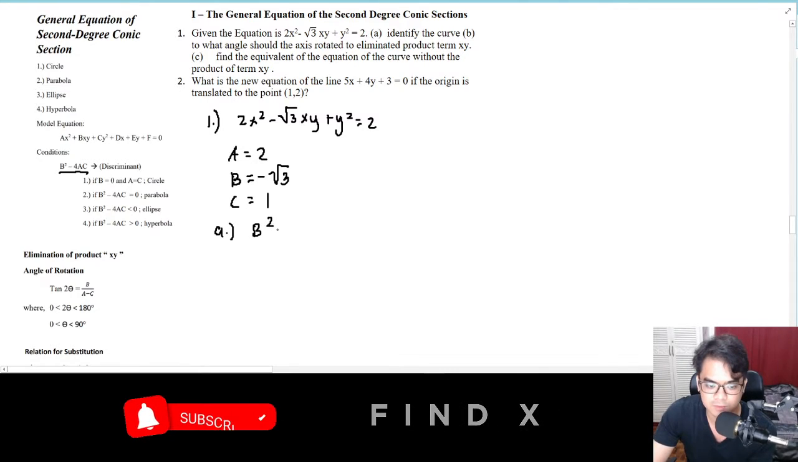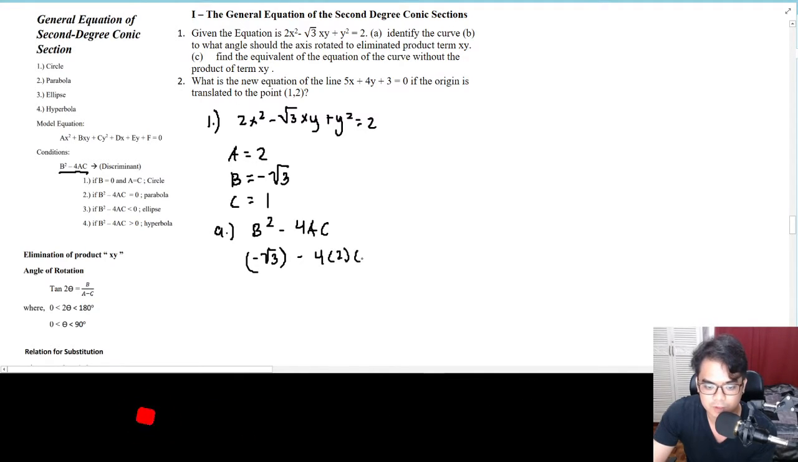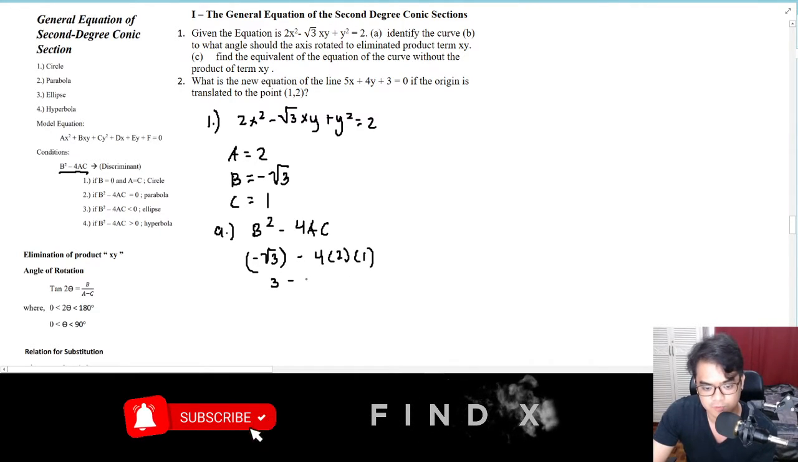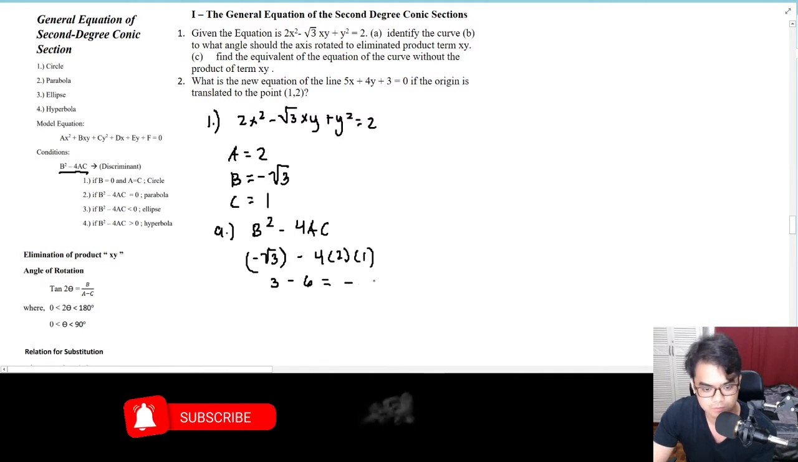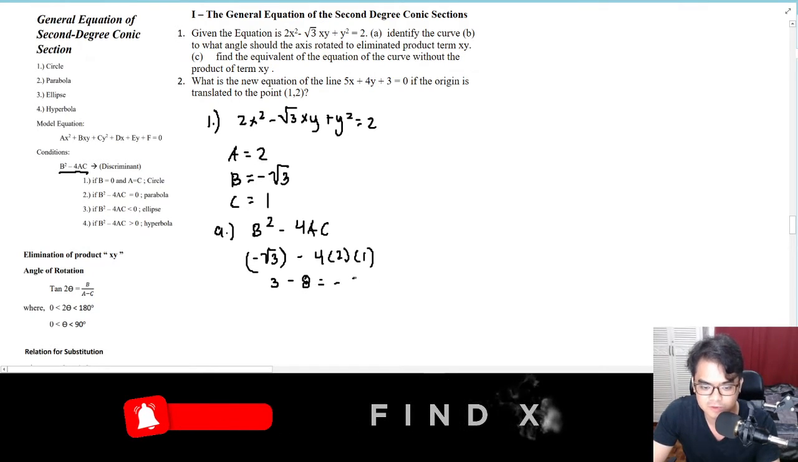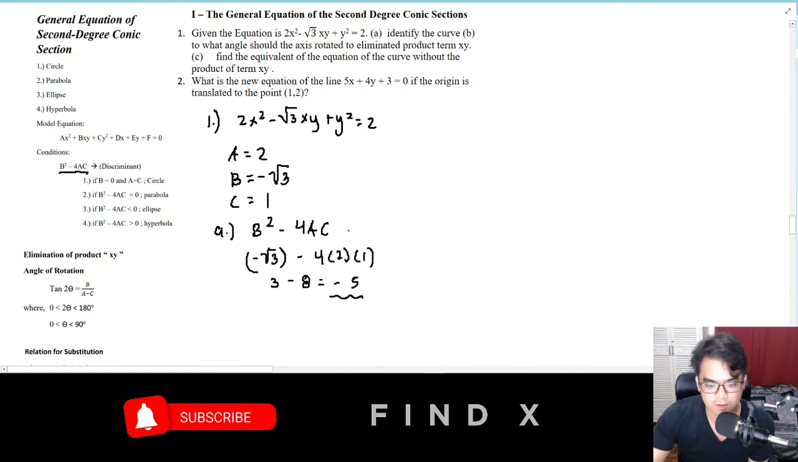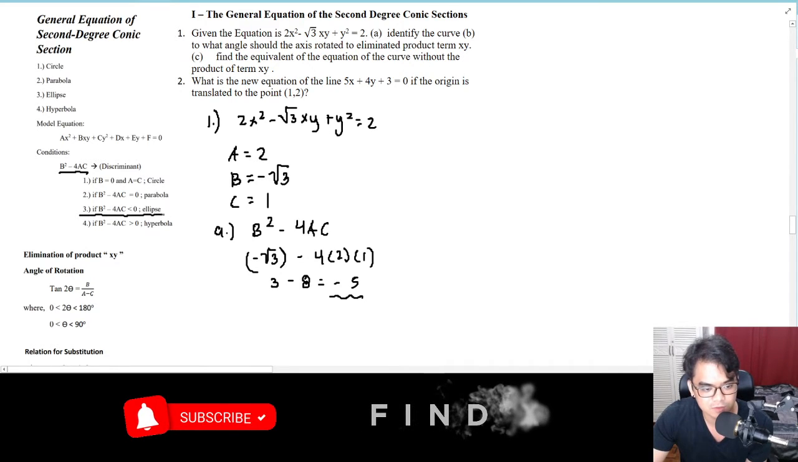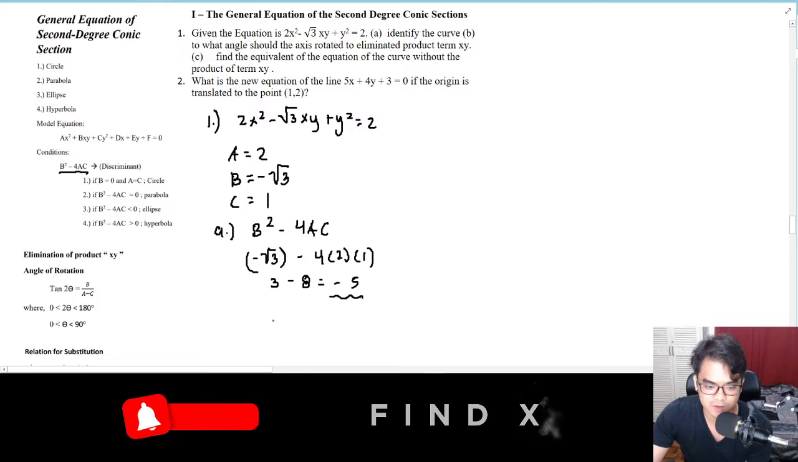We have to use the discriminant b squared minus 4ac, where b is negative square root of 3 squared, minus 4 times 2 times c equal to 1. So this will become 3 minus 8, not 6. It is negative 5. So it is less than 0, negative, so it will be this one. Therefore, this is an ellipse.